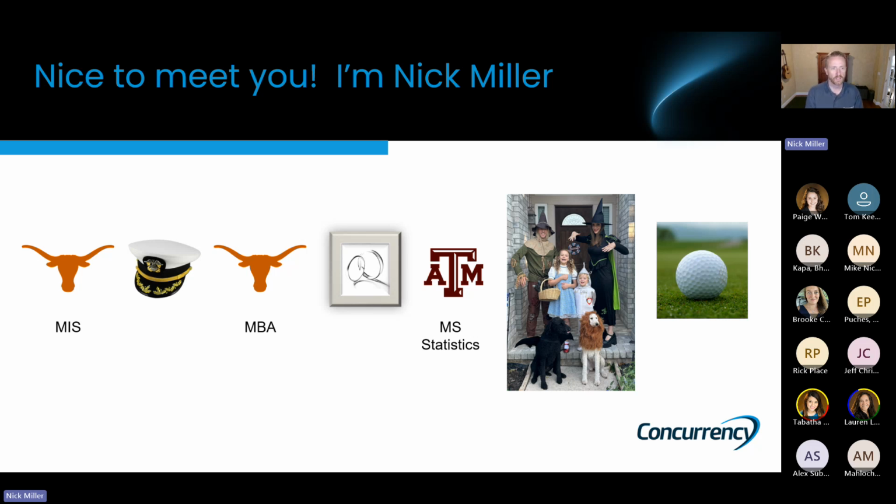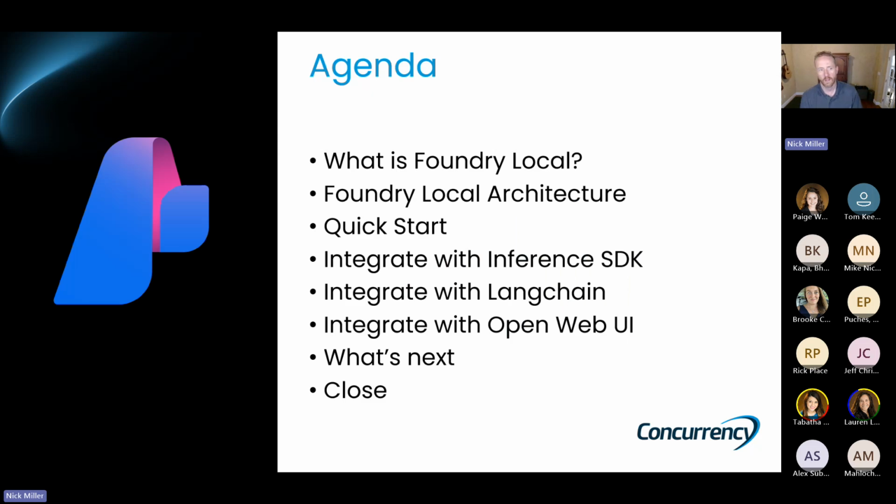I want to discuss this thing called Foundry Local. So what is Foundry Local? We're going to discuss all that. What does the architecture look like? We're going to do a very quick start just to show you how to download it and install it. Then we're going to talk about integrating it with a few different things so you can inference and get information and insights from your LLMs and those models. And then we'll talk about what's next, for Foundry Local and for you if you're going to deploy this and really add some business value. Then we'll have a close with some calls to action, and we can maybe help you take the next step in your AI journey.